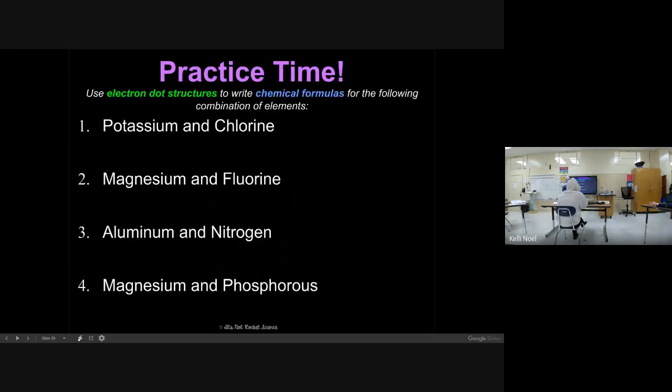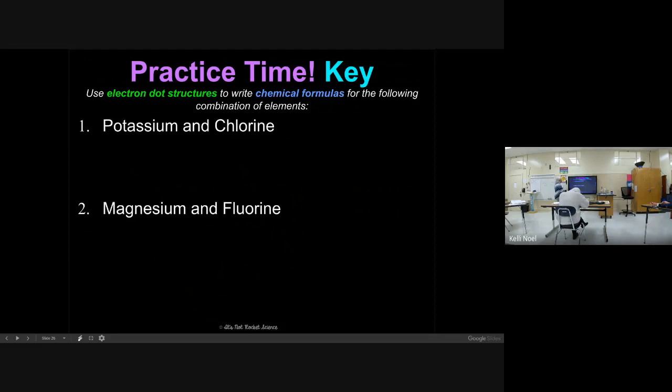So for potassium and chlorine, potassium always starts in group 1. Most of the time they'll be group 1 or 2. Potassium is K. So if I come over here, I'm going to have a K with 1 dot. And chlorine, which we always use, so we know it's 7. I'm going to draw an arrow, and then I'm going to write it together. So that is number 1.